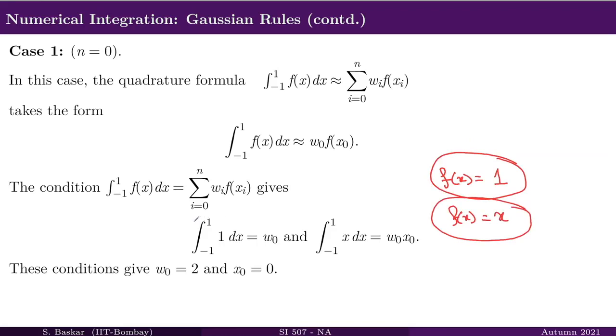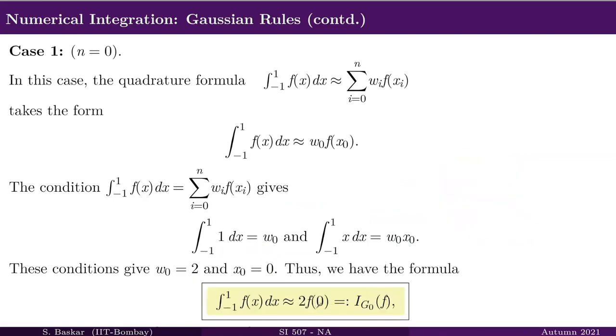Let us take f of x equal to 1, and that gives us the equation integral from -1 to 1 of dx equal to w naught. So that is the condition that we are imposing. It should be equal. And similarly, let us put the second condition, integral from -1 to 1 of x dx equal to w naught into x naught. So you can just solve these two equations to get w naught equal to 2, which comes directly here, and put that w naught here and get your x naught value as 0.